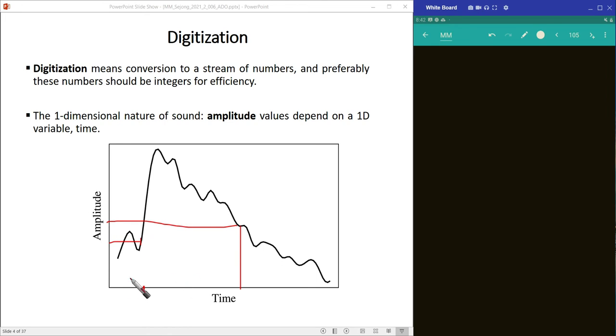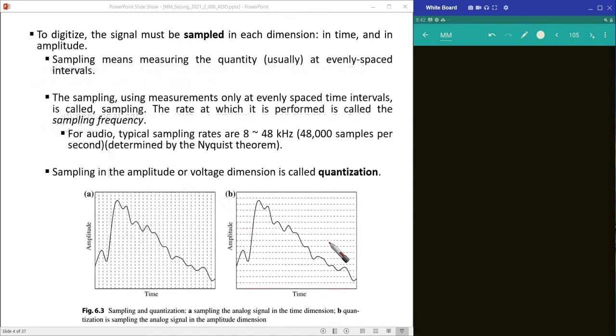Then digitization means conversion to a stream of numbers, because numbers are more efficient, maybe integers. So this is one dimensional sound. Now can you think how we can convert this into digital form? You already know, and the process is very simple. There are only two stages. The first step is to do the sampling.